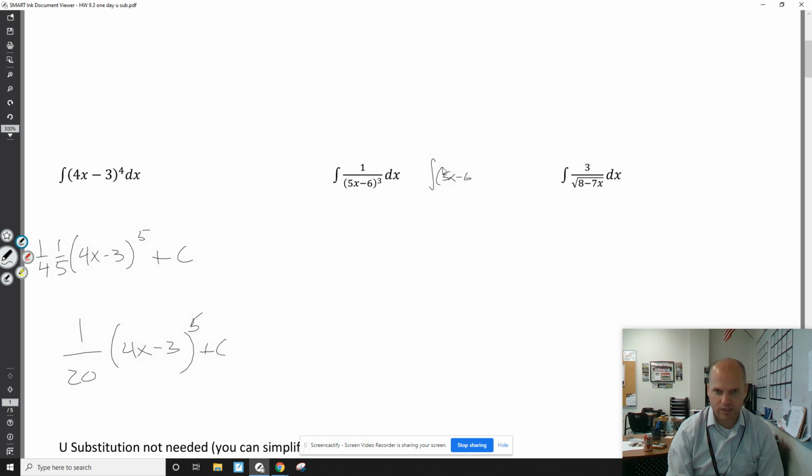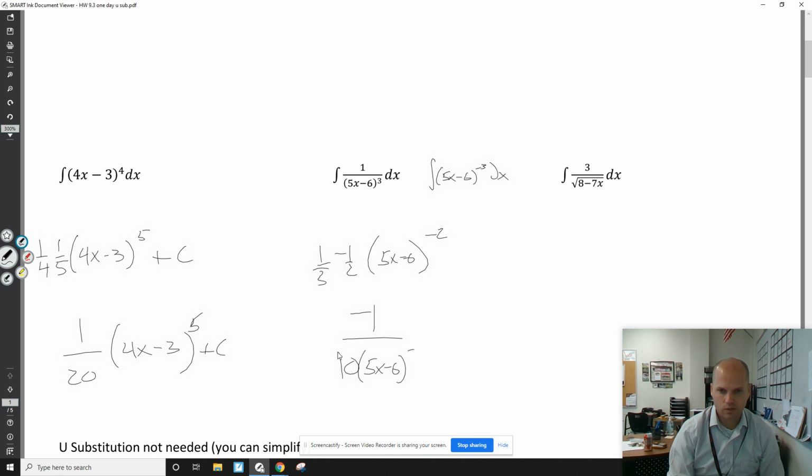I'd write this as 5x minus 6 to the negative third. I'd take the antiderivative of the outside. It's a negative second times negative 1/2. I have the 5x minus 6, and I also have a 1/5, giving me negative 1 over 10 times 5x minus 6 squared. Double check this. The negative 2 comes down, that goes away, turns into a negative 3. The derivative of the inside is 5. The 5 and the 1/5 go away. Okay? Always mentally check antiderivatives.